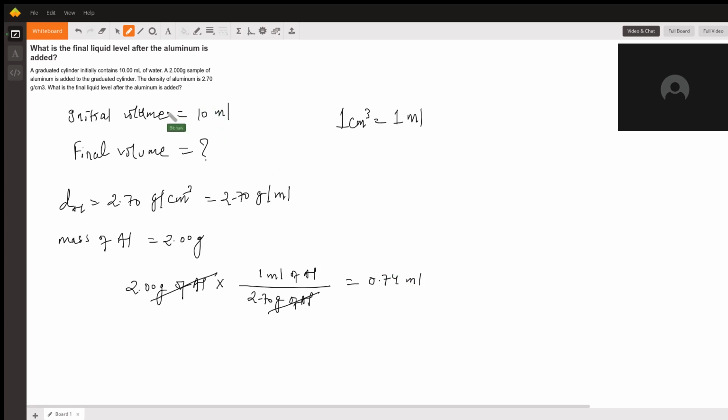So the final volume would be 10 ml from before, plus the 0.74 ml, which would be equal to a final volume of 10.74 ml. And this would be your final volume of the liquid water, or the liquid, after the aluminum is added.